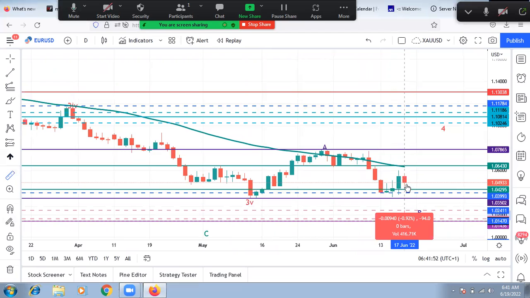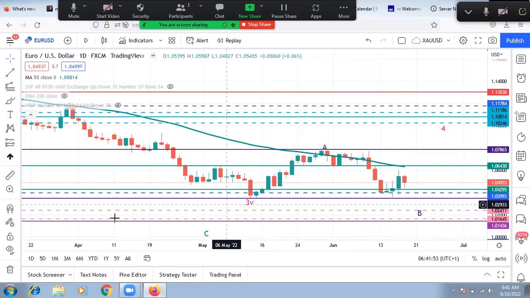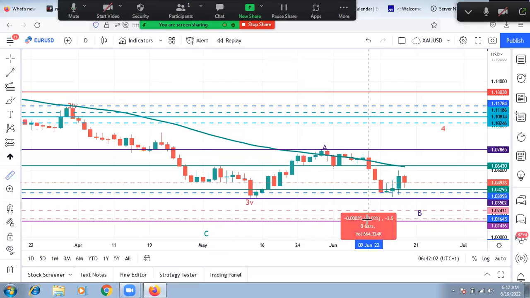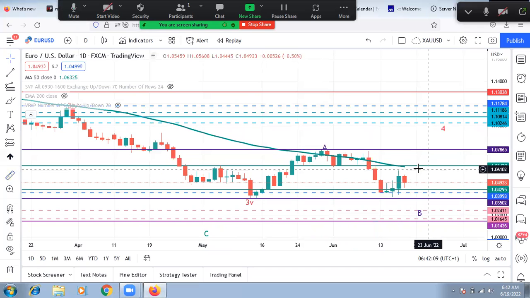About 94, 95 pips. But if I'm going to go to 141, how many pips am I trying to risk from this level? It's about 20 pips that I'm risking from that level. So you should know how we do this thing.